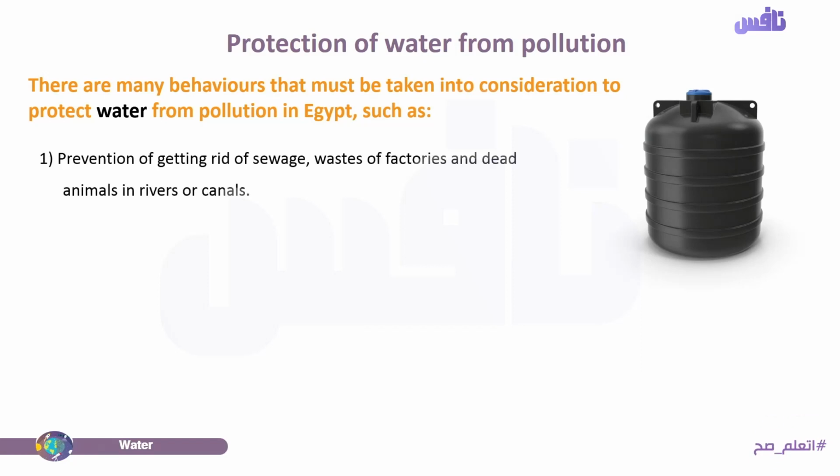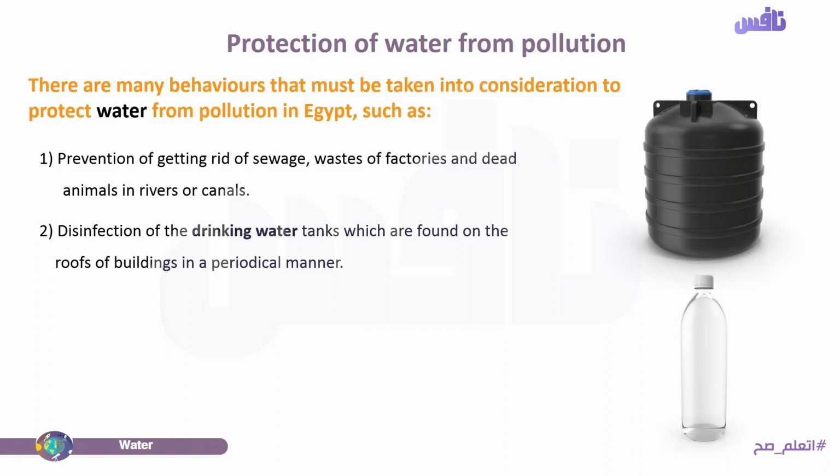Such as what? زي ايه؟ Number 1, prevention of getting rid of sewage, wastes of factories and the dead animals in the river or canals. ان انا ابطل ان انا ارمي البقايا والمخلفات بتاعة المصانع وأي الكائنات الميتة أو الحيوانات الميتة في rivers والcanals.